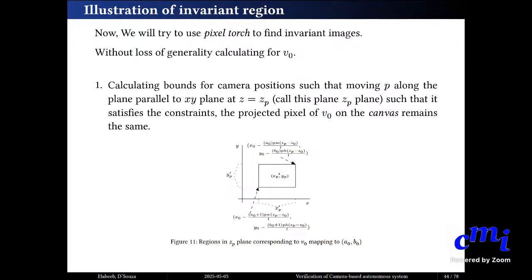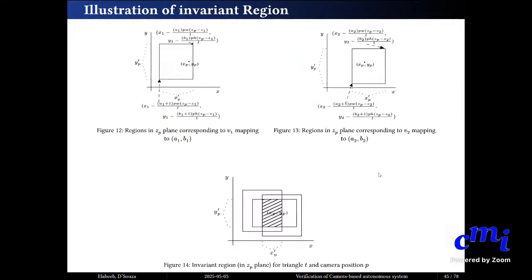So I am given a triangle. I'm assuming I'm working with only one triangle for now. Then my V0, I can move my camera position anywhere here, and my V0 will not change in the canvas. The pixel which it is projected to will not change. I'll do this similarly for V1 and V2, and then I'll find the intersection of those regions.